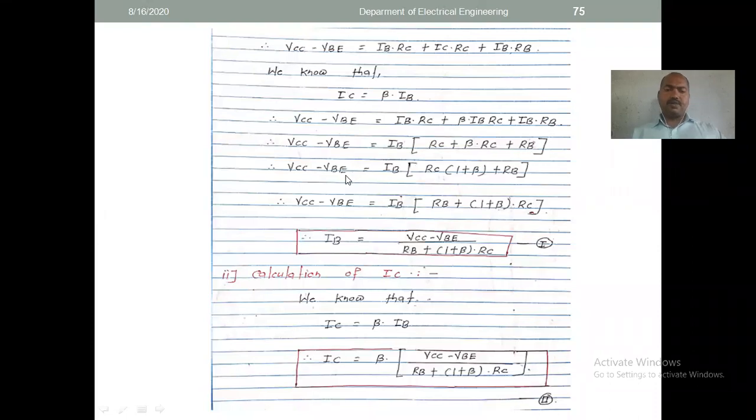So VCC minus VB is equal to IB into RC. In this we have to take RC common. So RC times 1 plus beta, plus RB. This is the equation. Now VCC minus VB is equal to IB into, now see, 1 plus beta as it is, RB we are taking as addition first, RB plus 1 plus beta into RC.